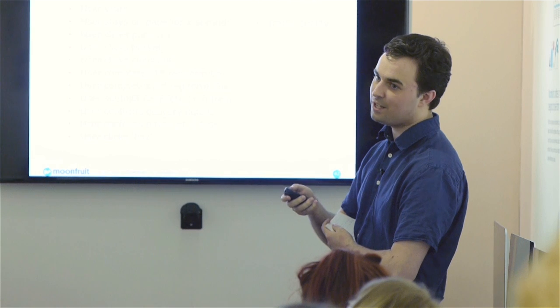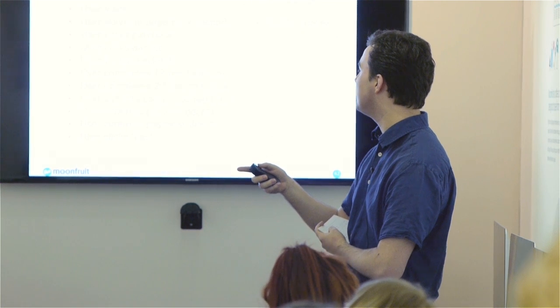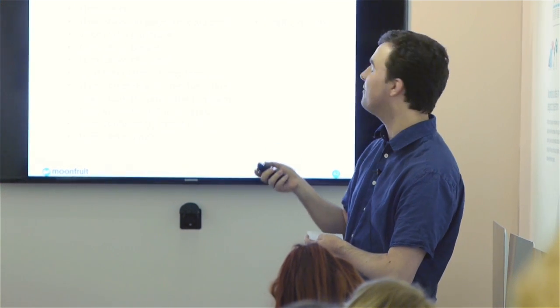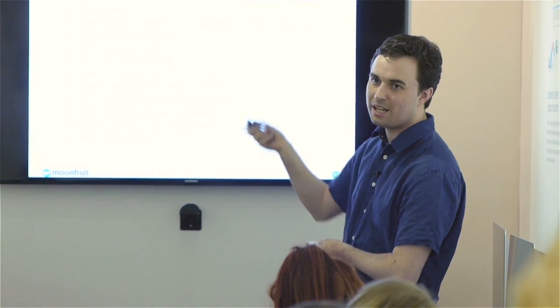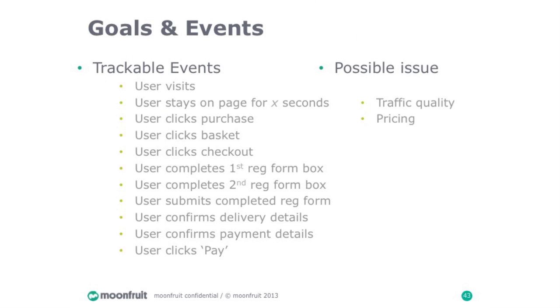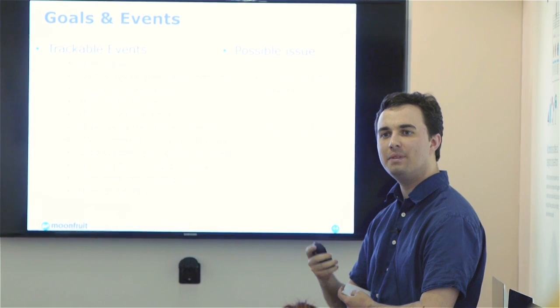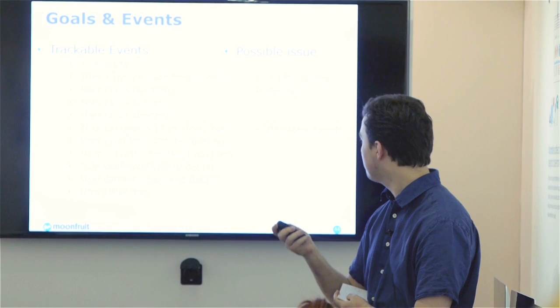Check your traffic quality. Where's it coming from? Go back to the report we were looking at earlier for where your traffic's coming from, which again you can filter down to this specific page. The user is not clicking purchase. Pricing. Could pricing be your problem? The user has got to the reg form but has not actually completed it. They may have completed the first box but not the second. So in that case, if they just abandon the reg form the moment they see it, is it too long?